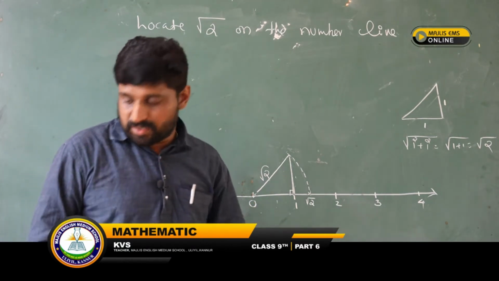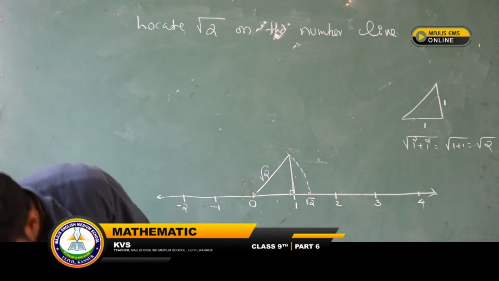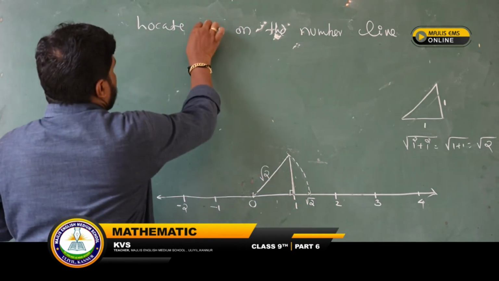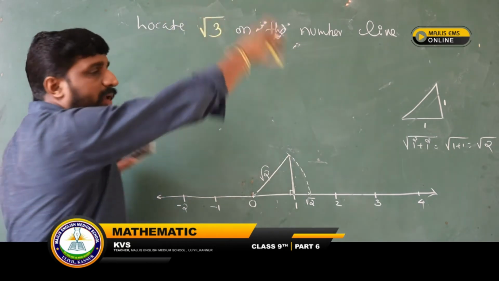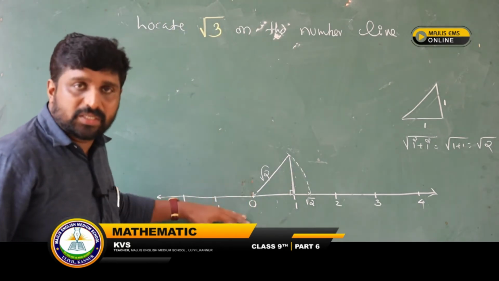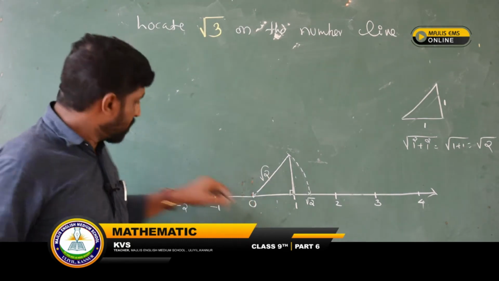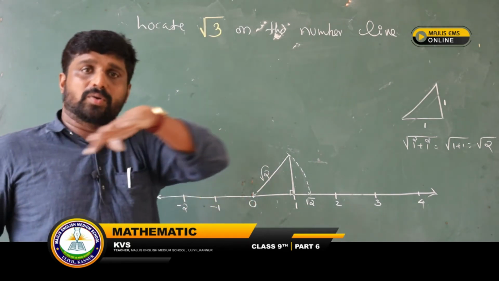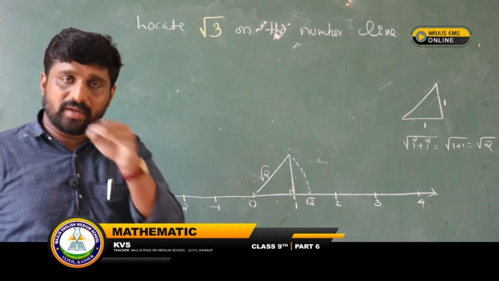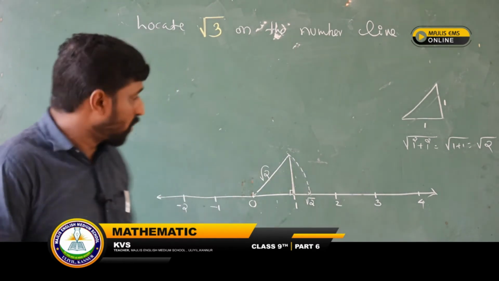Now we can locate root 3 on the number line. First we need to draw root 2. Root 2 you already know. First we draw root 2. After that only we can construct root 3, not directly. After root 2 we get root 3.